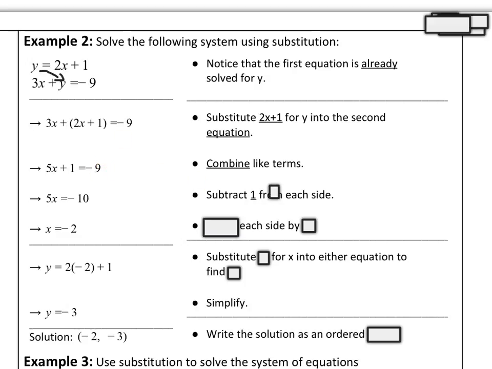Then we want to solve like normal, subtract 1 from each side. So if we minus 1, that goes away. Minus 1 over here, we get 5x equals negative 10. Lastly, we want to divide each side by 5 to isolate the variable. Divide by 5 here, we're left with x. Divide by 5 here, negative 10 divided by 5 is negative 2.